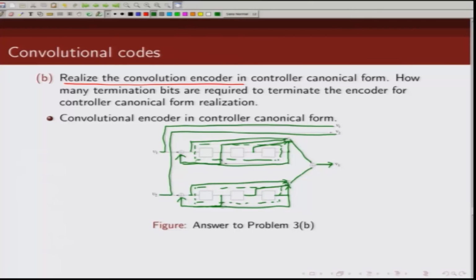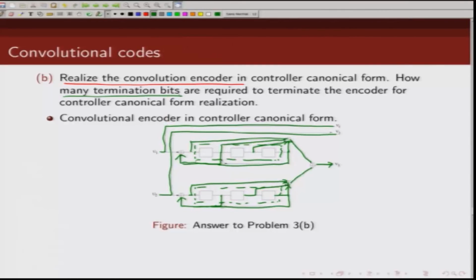Now, the next question is, how many termination bits are required to bring this encoder back to all 0 state? Now, what does termination mean? Termination means we are bringing this encoder back to all 0 state. So, no matter what the state is, if we want to bring them back into an all 0 state, the number of termination bits required is equal to how many memory elements we have.